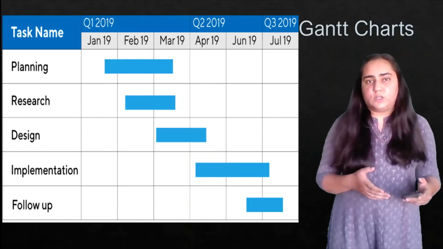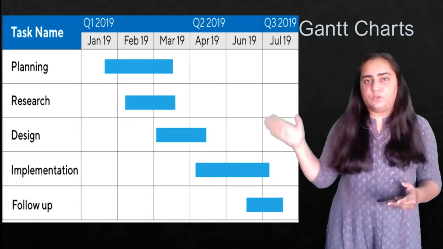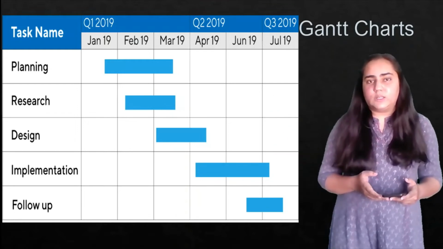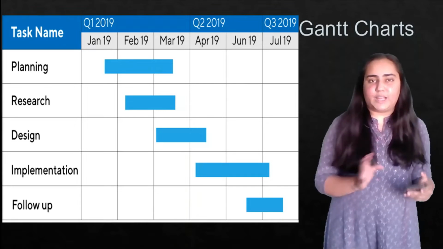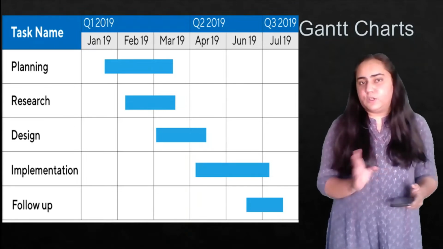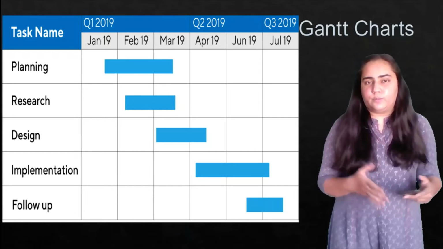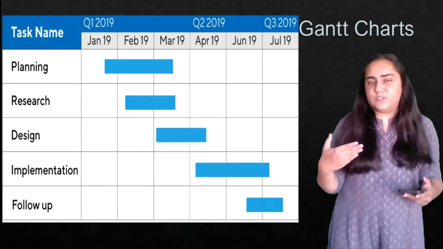The months are mentioned: Jan, Feb, March, April, June, and July. And you can see that wherever you see the blue area, that means you're starting your planning phase in Jan and finishing it by March. So that way you can know what is to be done first.